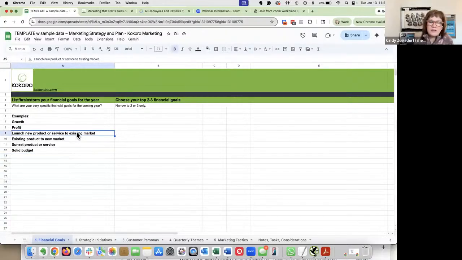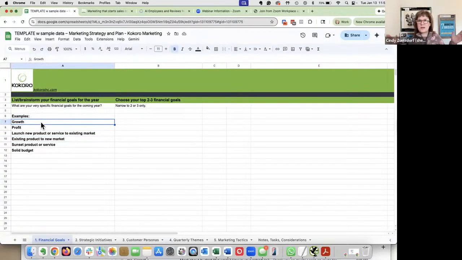Maybe you want to launch a new product or service to your existing customers, your existing market, or maybe you want to take a successful product and take it to a new market. Maybe growth is your plan. Who doesn't want growth? Those are potential things that you might choose. And then just choose the top two or three, and then we'll go through the next steps.